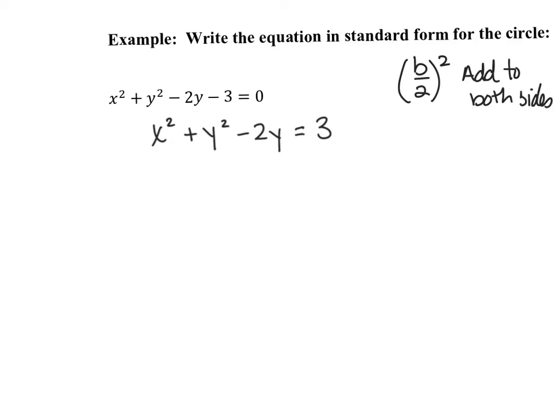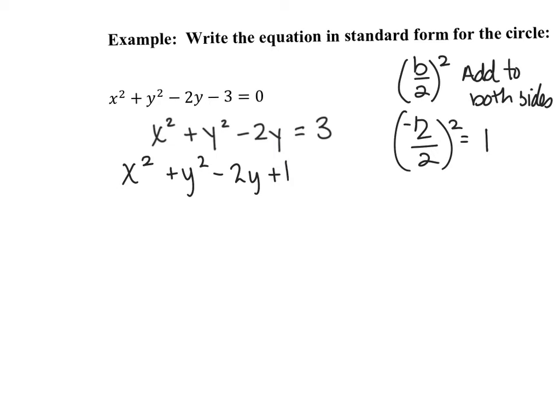So when you're looking at this, your b value is the negative 2. So if I take negative 2 divided by 2 and I square it, I get negative 1, and negative 1 squared is positive 1. So I need to add positive 1 to both sides. And where you add that positive 1 is going to be behind the 2y because you're completing the square with the y values. Don't forget to add it to the other side. You have to keep your equation balanced. So we still have x squared.